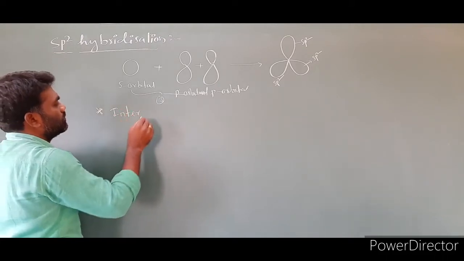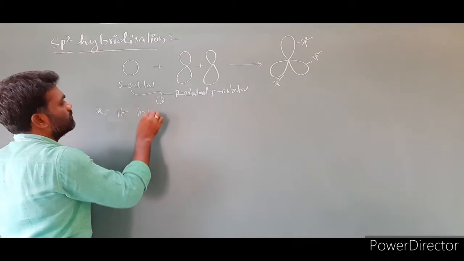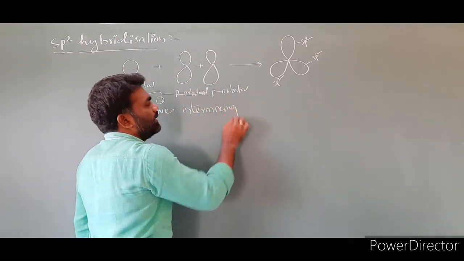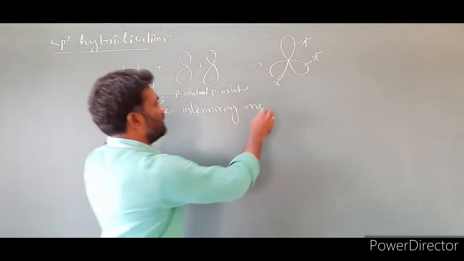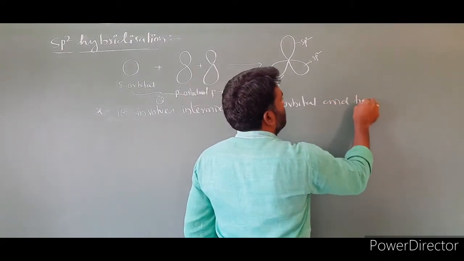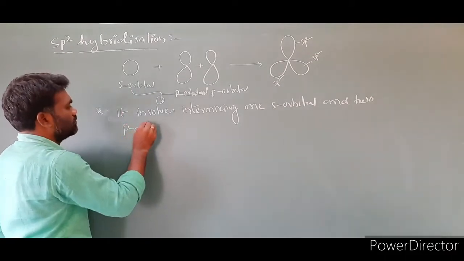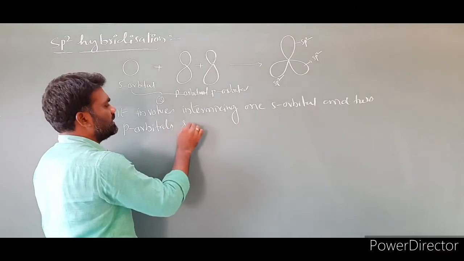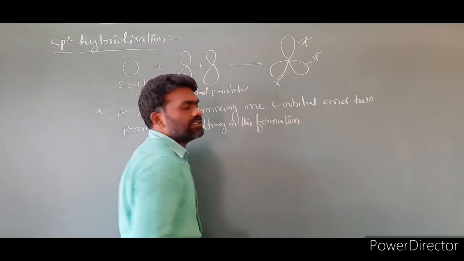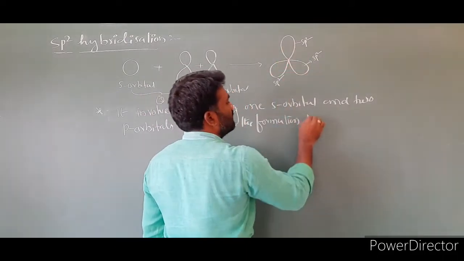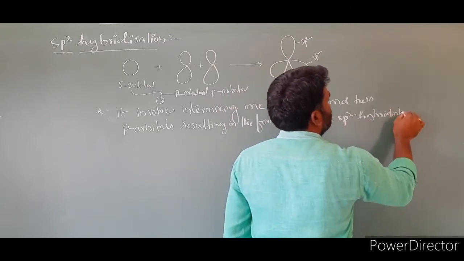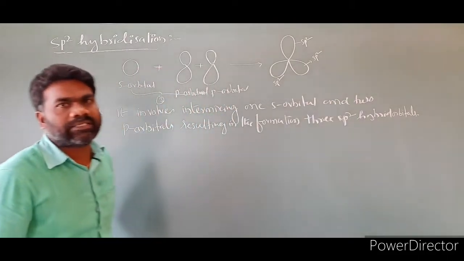It involves intermixing of one s orbital and two p orbitals, resulting in the formation of three sp2 hybridized orbitals. This is point number one.